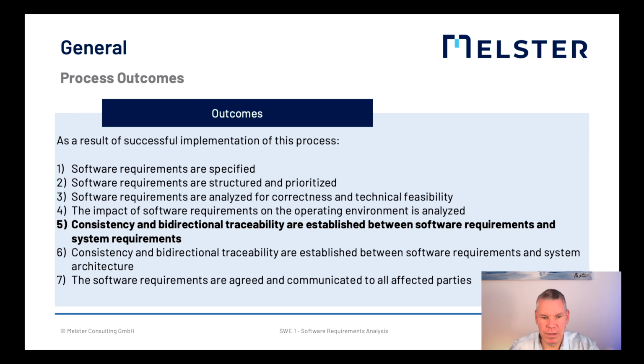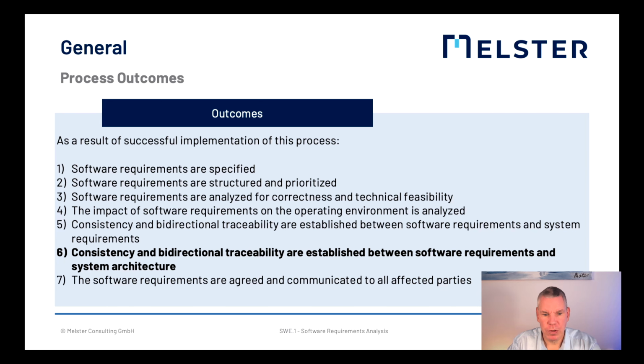Outcome number 5, the consistency and bidirectional traceability are established between software requirements and system requirements. A relationship is maintained between the software requirements and higher level system requirements and to the elements of the system architecture. The connection from the software requirements to the system requirements can be either directly or via an indirection with the system architecture. This supports the impact analysis for upcoming changes and the verification across different system levels.